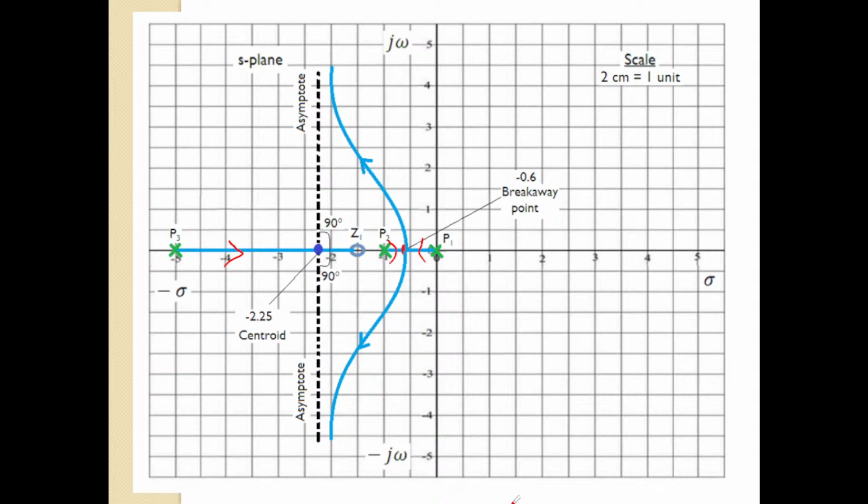Sketch the root locus of the system whose open loop transfer function is given. G of s is equal to k by s into s plus 2 into s plus 4.